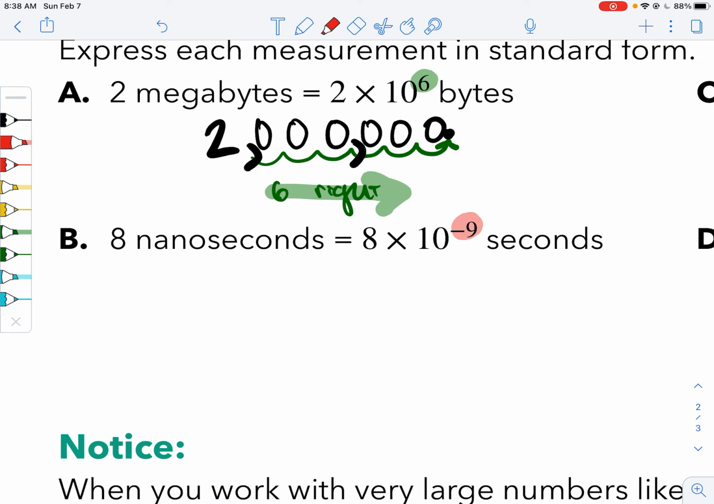A nanosecond, nano like 9, like 9. Mega is like million, so that's where that comes from. Fun fact, that's why it's 2 million. Okay, 8 nanoseconds means we're going to take 8 times 10 to the negative 9th, and that'll give us what fraction of a second that is.